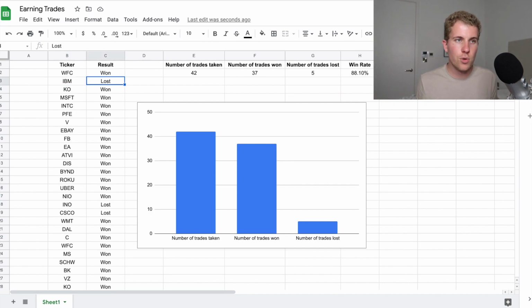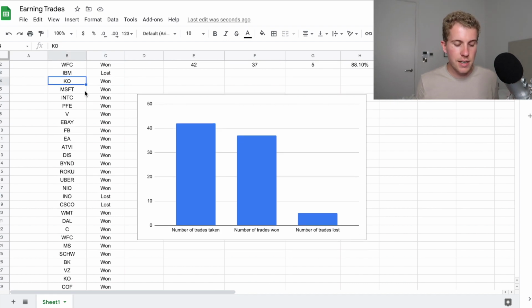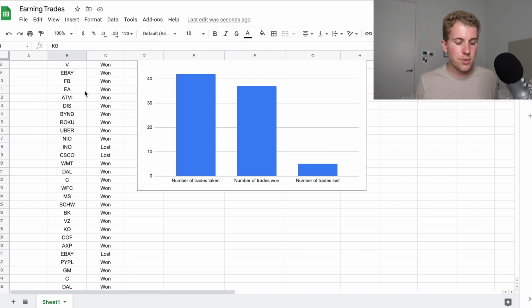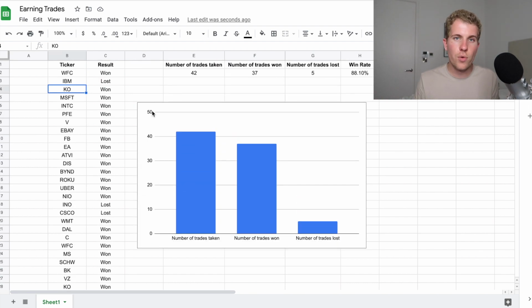And here it's important to note that I'm not taking into account how much money I earned on the trade. That's not what is important. It's really, is it a winner or is it a loser? That's what I'm looking at here. You can see that I have quite some trades. To give you some overall KPIs, I took in total 42 earning trades since the end of 2020. 37 of them were winners and 5 of them were losers, which makes a win rate of 88%.